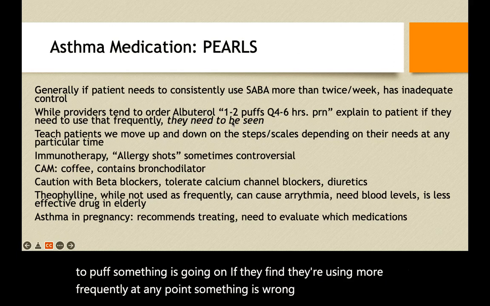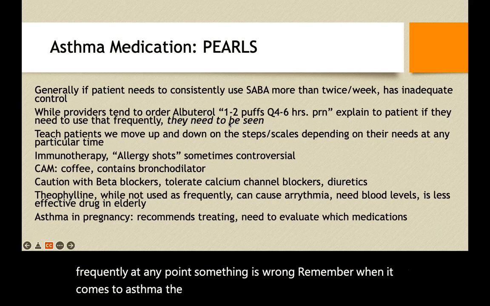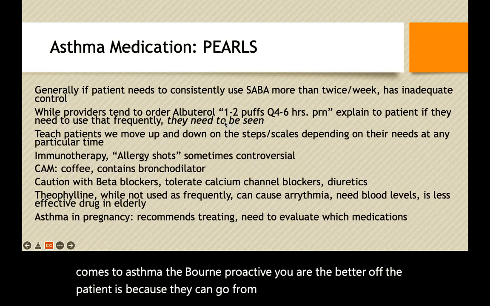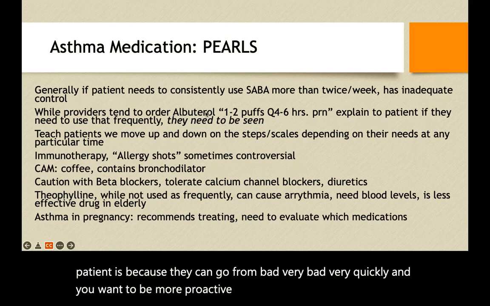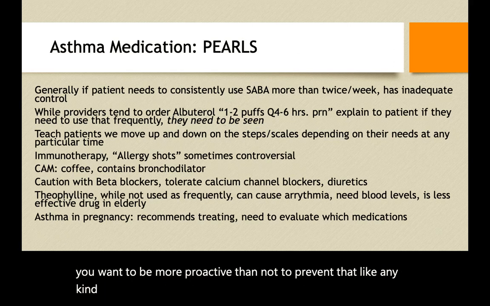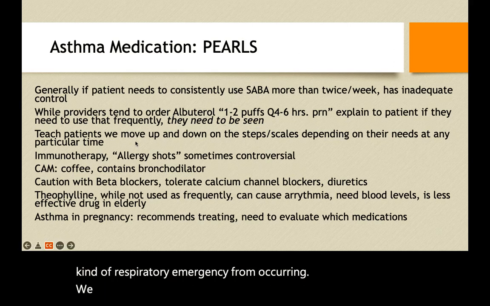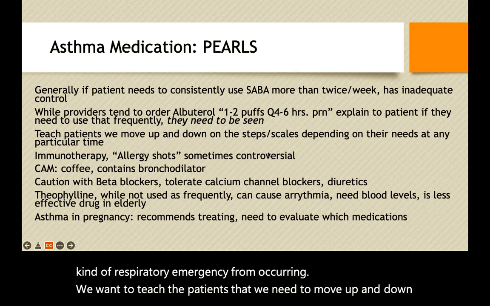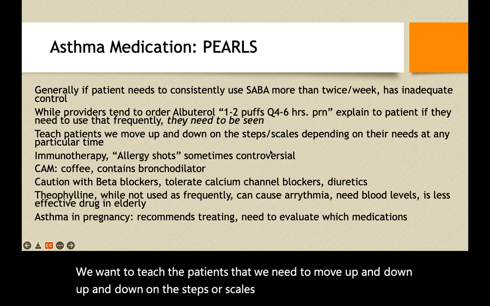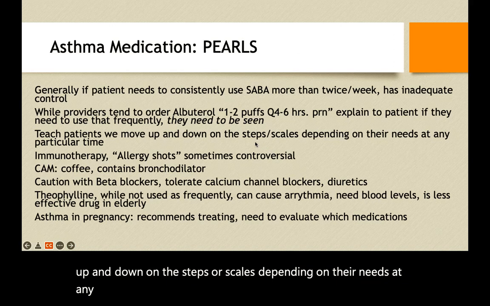Remember, when it comes to asthma, the more proactive you are, the better off the patient is, because they can go from bad to very bad very quickly. And you want to be more proactive than not to prevent any kind of respiratory emergency from occurring. We want to teach the patients that we need to move up and down on the steps or scales depending on their needs at any particular time. So what does that mean?